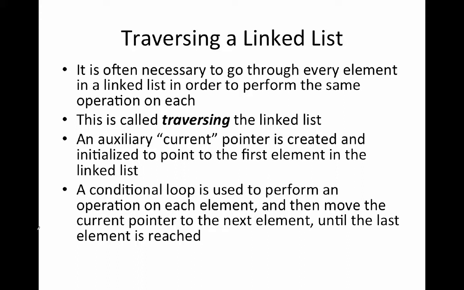So the way that works is that you take a current pointer, some kind of auxiliary pointer, for example called current, and you point it to the first element in the linked list. And then you do something with that element. In some kind of a conditional loop, you're going to move the current pointer over to the next element in the linked list, do something with that element, move the current pointer over to the next element, do something with that element, etc., until you get to the end of the linked list.